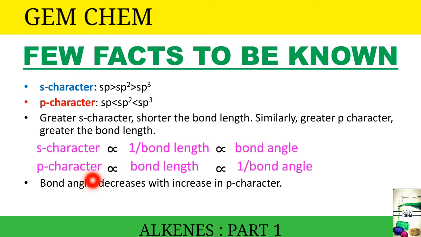And we have to know that bond angle decreases with increase in p character. As p character increases, bond angle decreases, whereas as s character increases, bond angle increases. So this part of this page is very important. This will be required for the whole of organic chemistry.